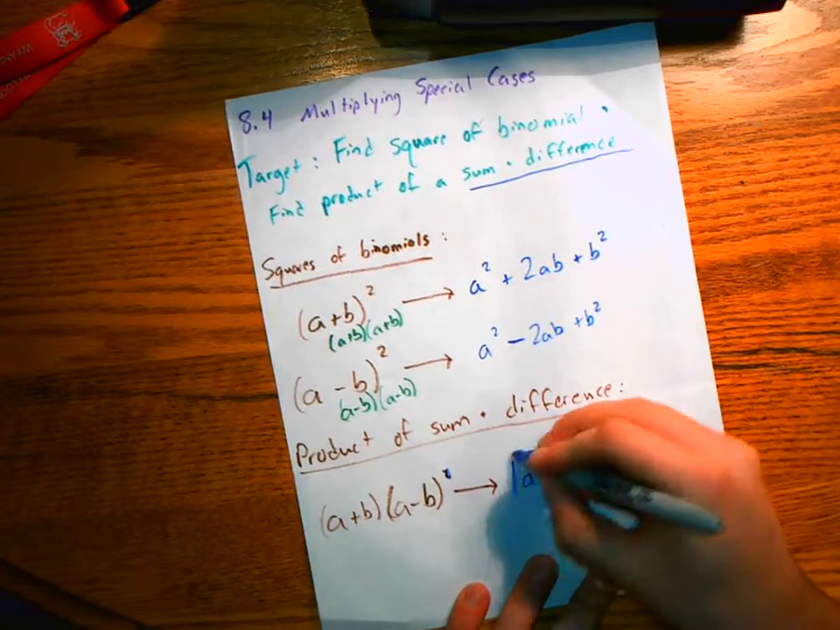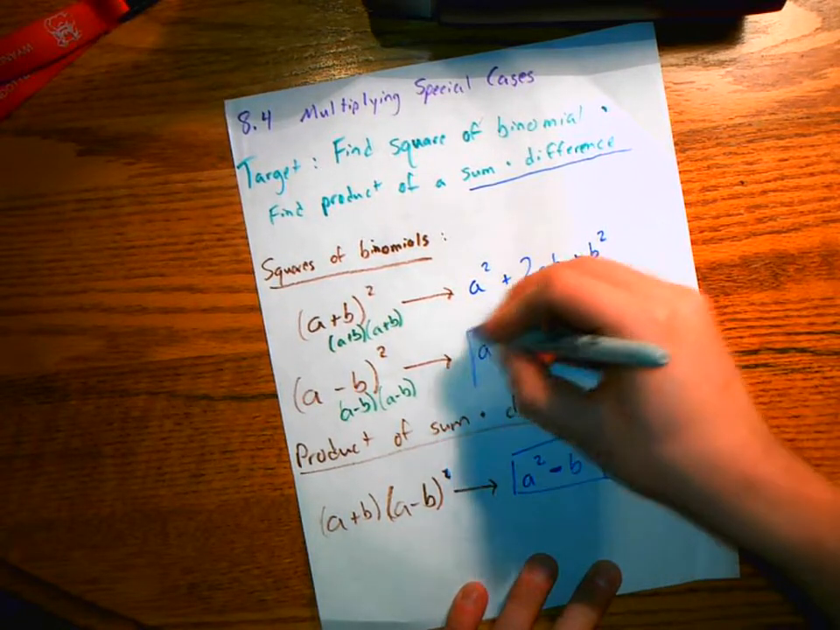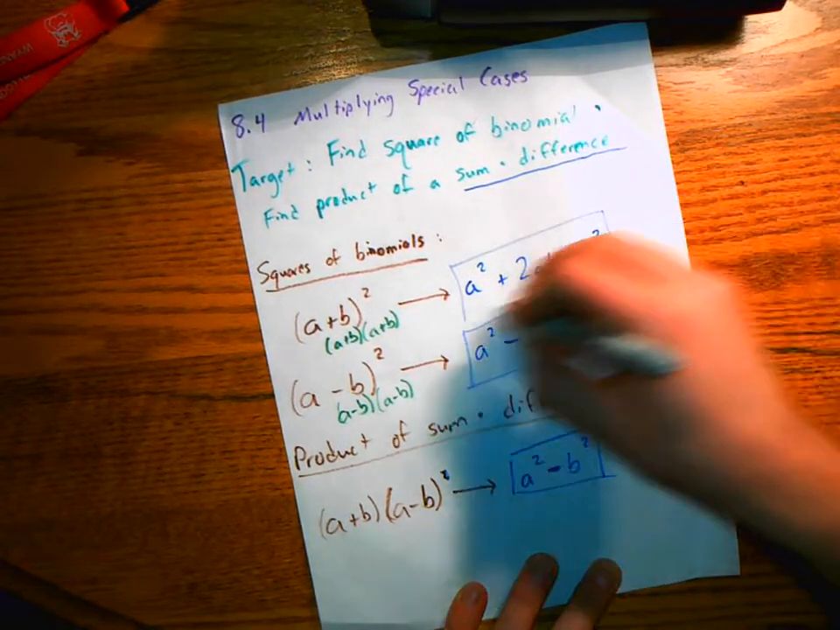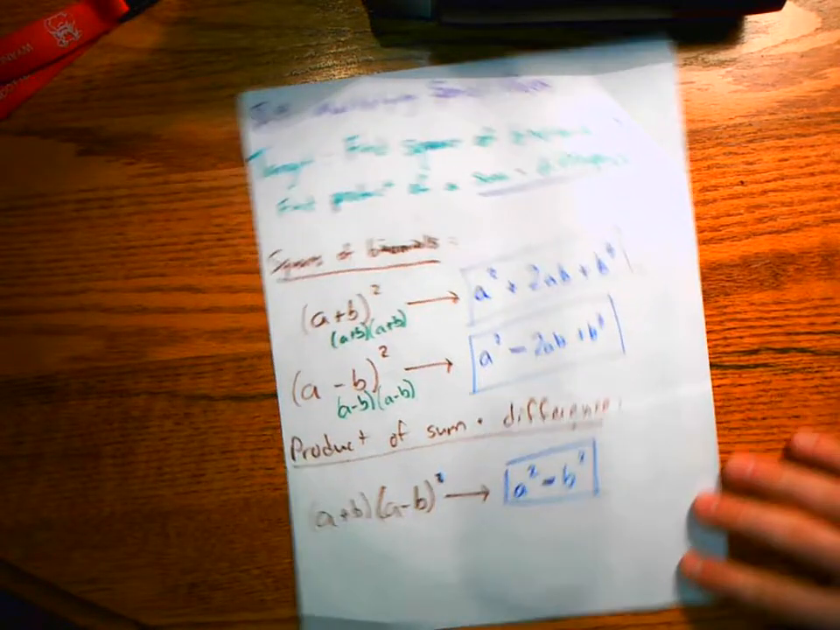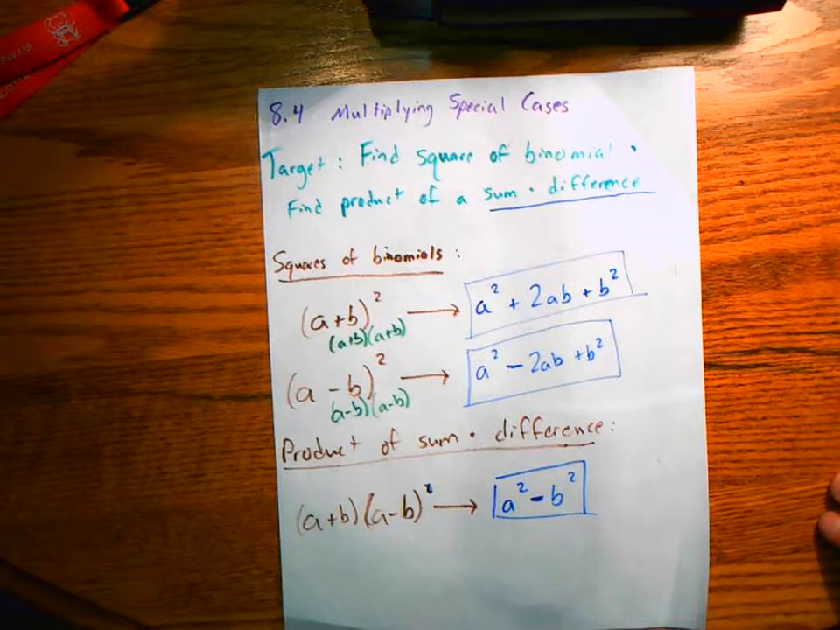So these are the three, I guess, key formulas that are going to help in multiplying binomials together, and this section is all about just making shortcuts and knowing when to use them.